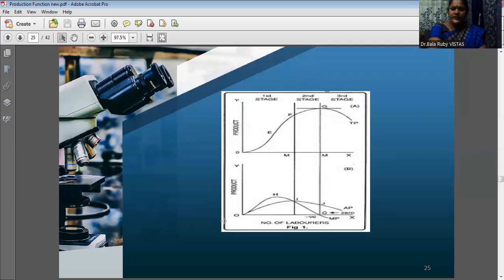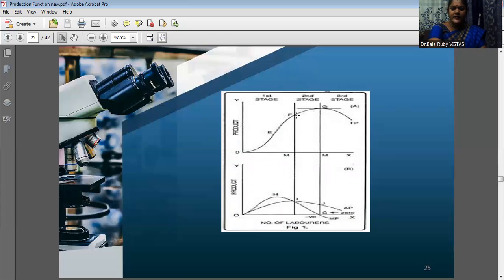Then in the first stage, if you see the average production, it begins from the origin. Continuously, it increases in the first stage. And at the end of the first stage, if you see this point, both average production and marginal production intersect with each other. Then we come to the second stage.